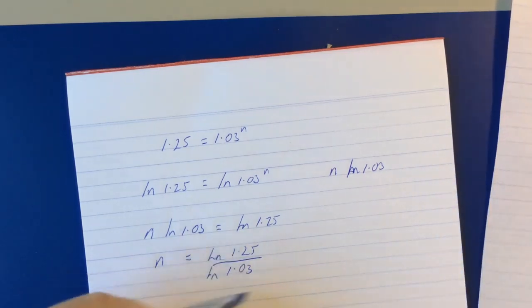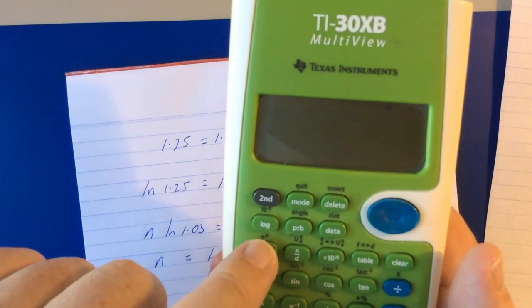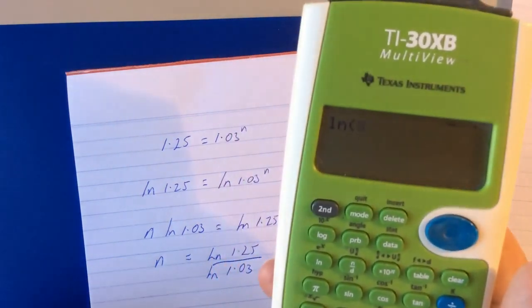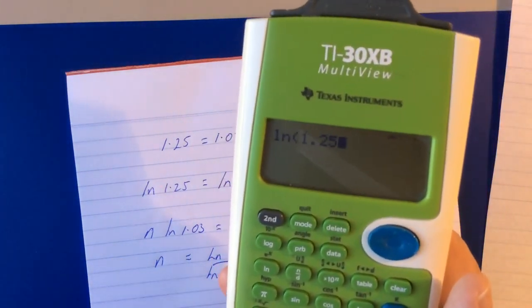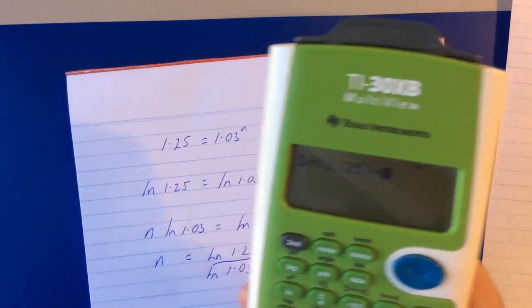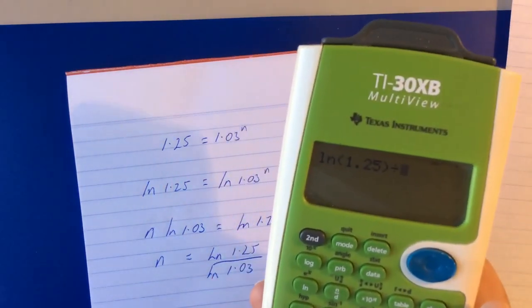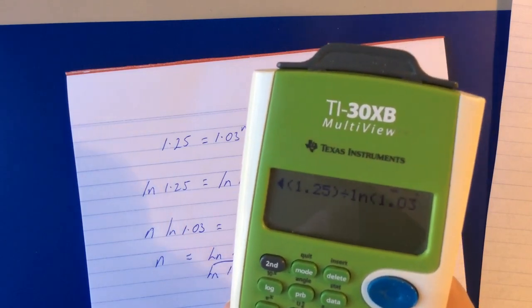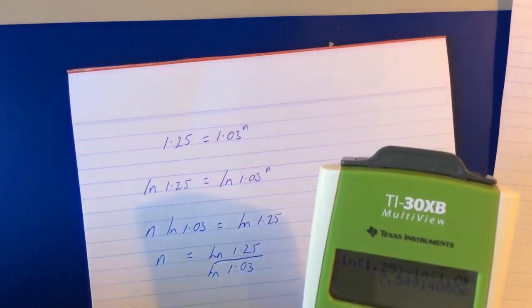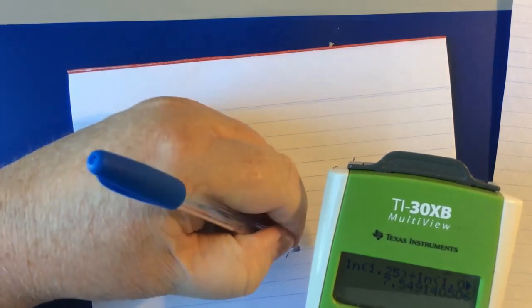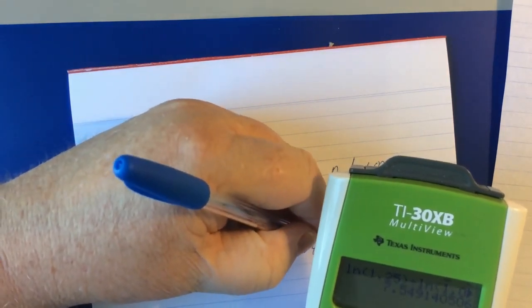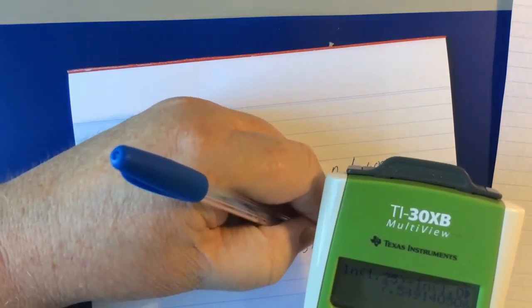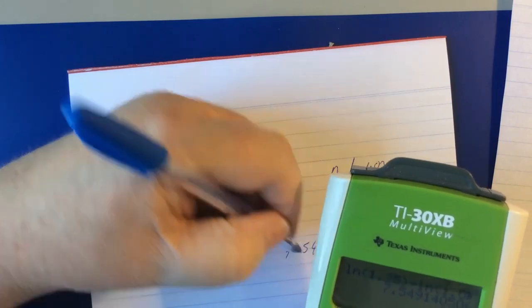Okay, now you can get out the calculator. And let's see what this is equal to. So, natural log 1.25, and we're going to divide that by natural log 1.03. What do we get? We get 7.5491, we'll say.